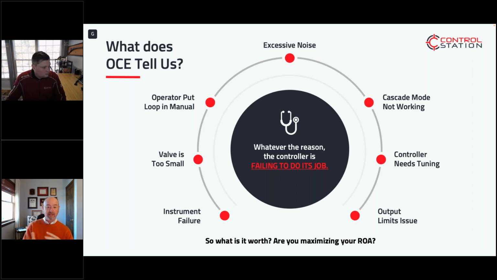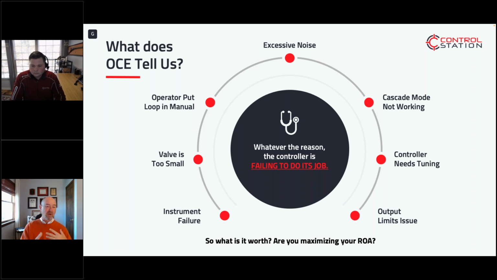Many different things can cause OCE to start dropping. If the instrument fails, if the valve is the wrong size, if the operator left something in manual, I mean, this is a very common thing. When any part of the controller is not working properly, what do operators do? They stop trusting it, they put it in manual, and maybe it gets put back into automatic or cascade sometime later when somebody might notice it. Sometimes it might stay there for days or weeks in manual.